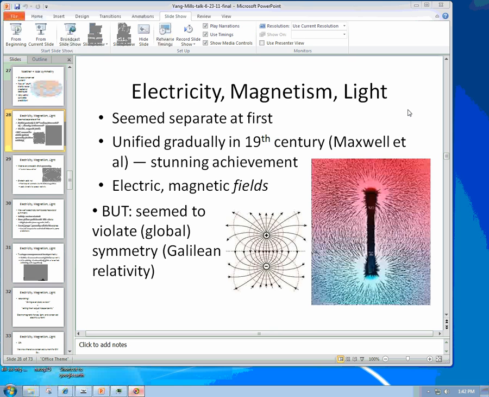They were all unified gradually in the 19th century, and Maxwell is the name usually mentioned as the person who really synthesized it all, and in particular crowned the whole achievement of many people by realizing that, yes, you can combine electricity and magnetism. You get a very precise mathematical theory, and out of that mathematical theory pops a prediction that light will actually be an electromagnetic wave. It's just a stunning prediction.